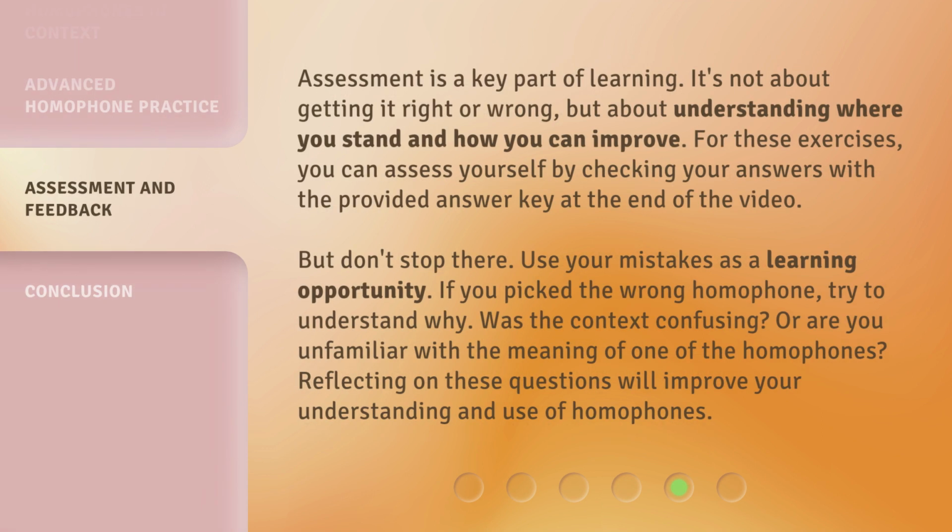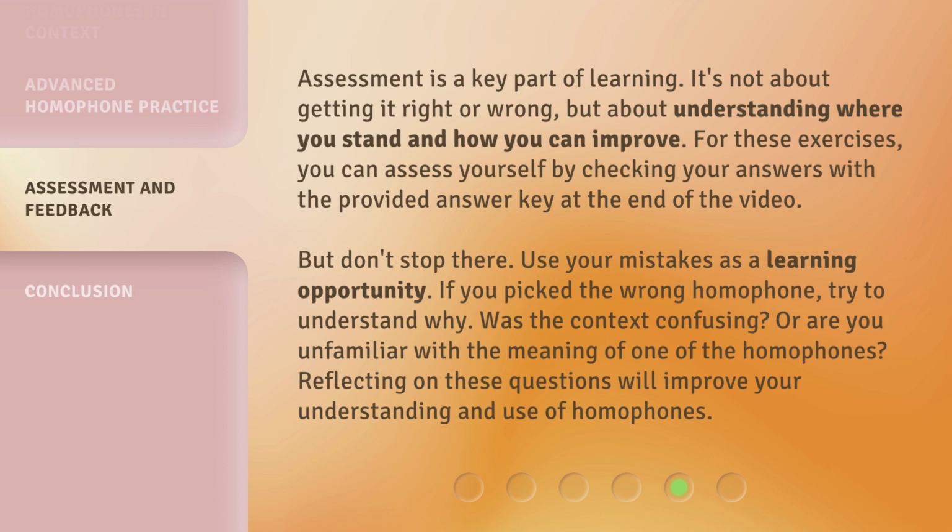Assessment is a key part of learning. It's not about getting it right or wrong, but about understanding where you stand and how you can improve. For these exercises, you can assess yourself by checking your answers with the provided answer key at the end of the video. But don't stop there.